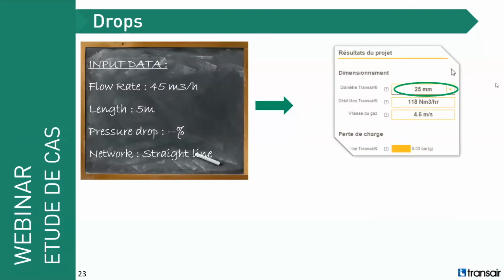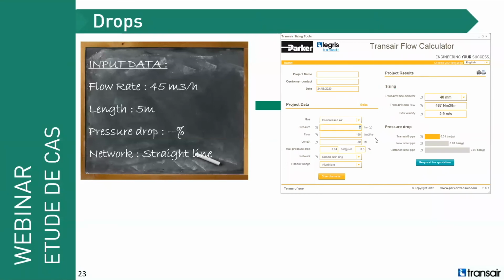So I'm going with the Transair flow calculator once again. Pressure 7 bar, flow rate 45, length 5 meters. We're going to be in straight line. I do the calculation, and we need a diameter 25. You can see that 16.5 would have done it. There is not much pressure drop, but the speed is a bit high, so we go for 25. We try to stick to that 10 meters per second.